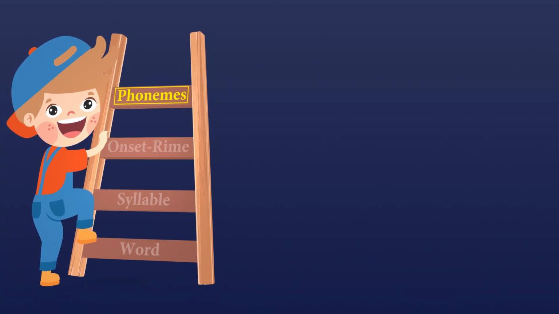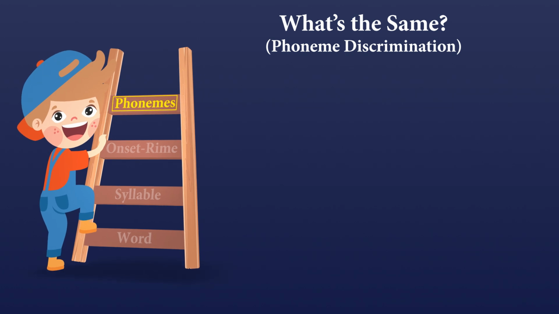This can involve the teacher saying, which of these words doesn't have the same middle sound? Trick, trip, or trap? The student would then need to say the word trap. Another example of phoneme discrimination is to play an activity called What's the Same?